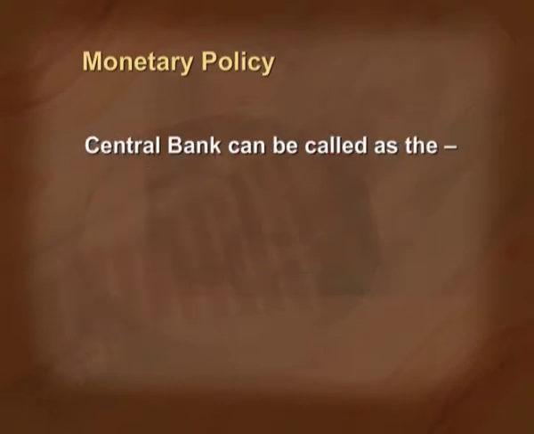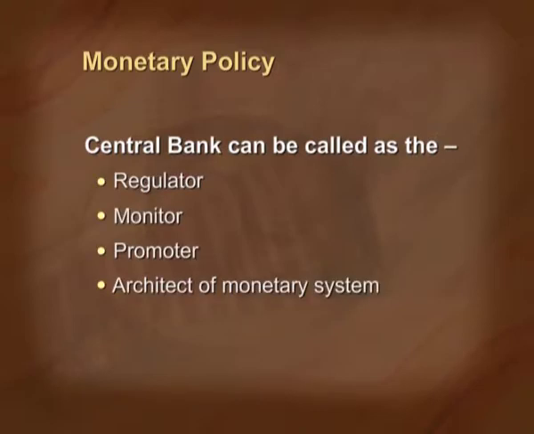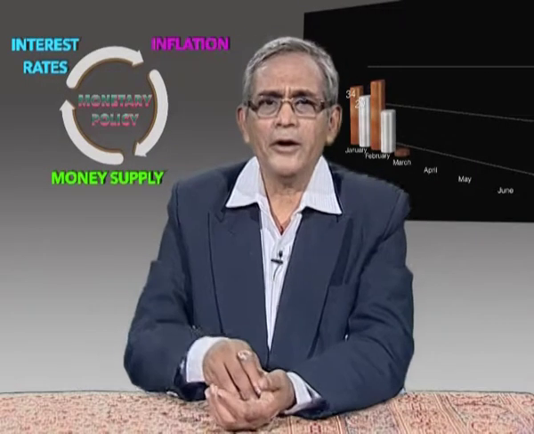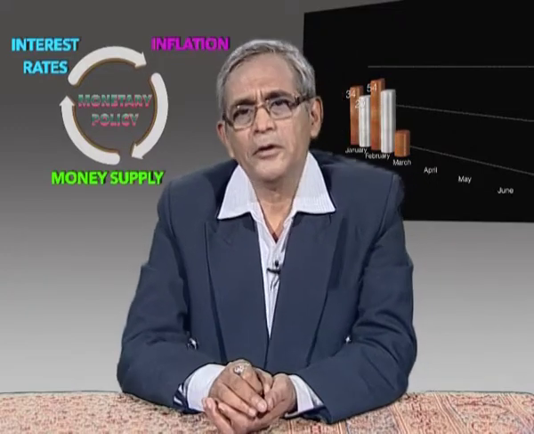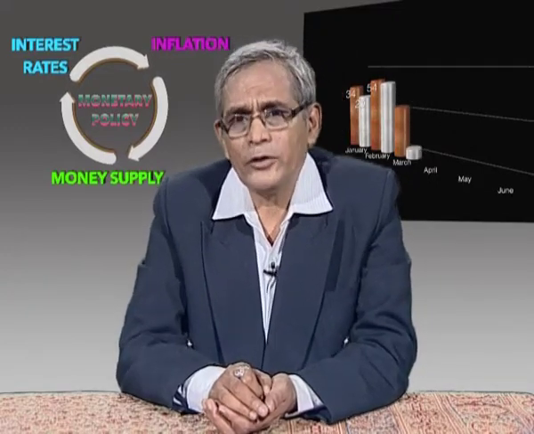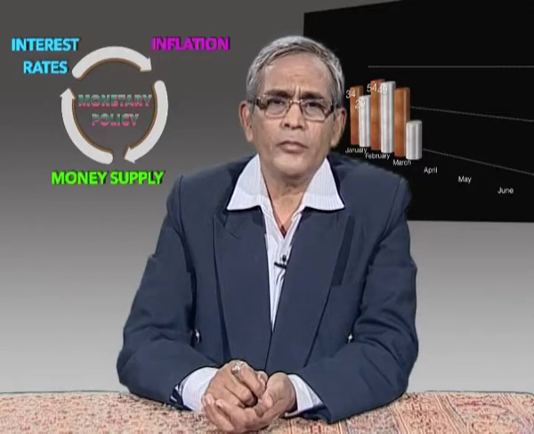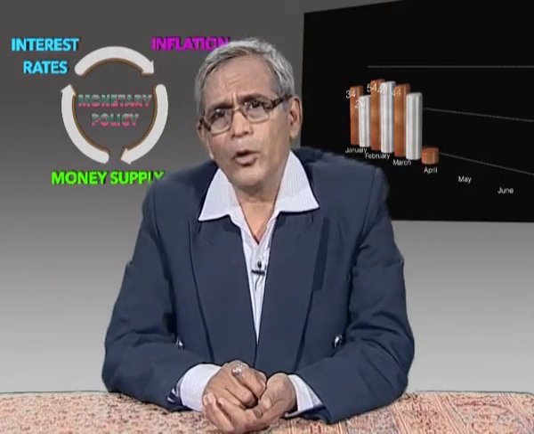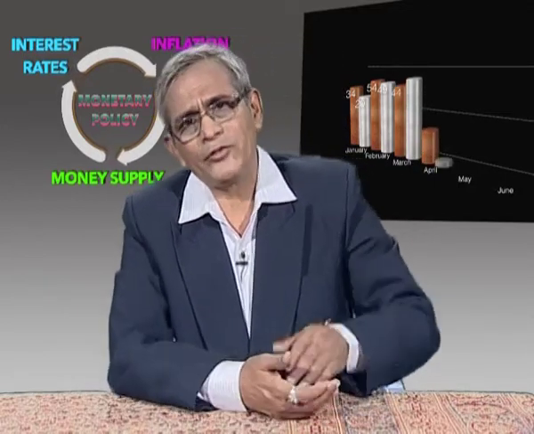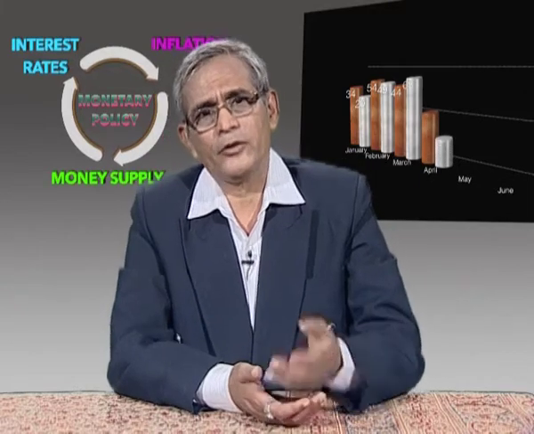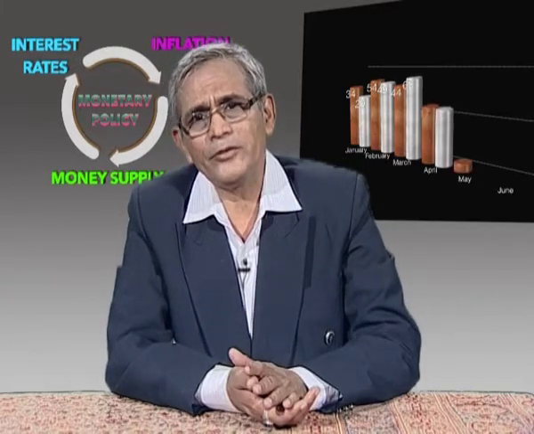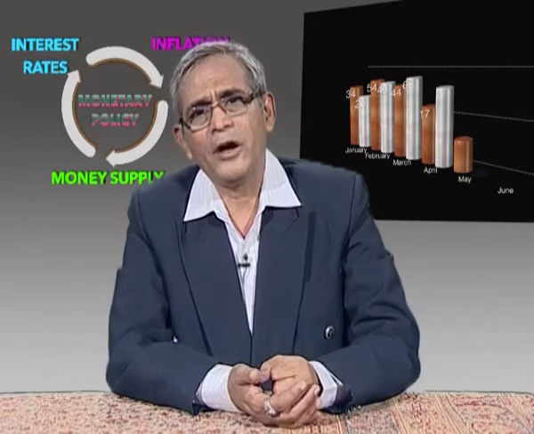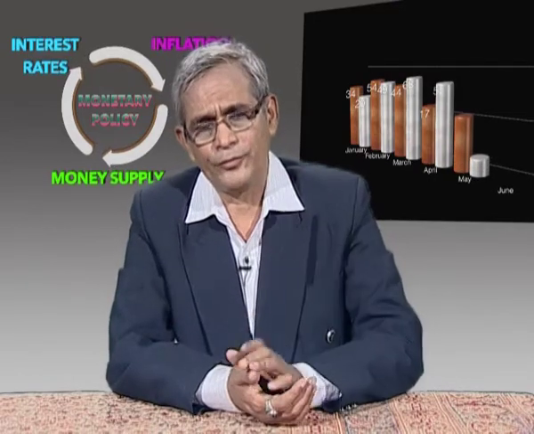The central bank therefore can be rightly called as the regulator, monitor, promoter and architect of the monetary system. In India, it is the Reserve Bank of India that works as the principal regulator of money market. Since 1930s, the role of central bank in economic management has changed significantly. It is now recognized as a basic banking regulator and custodian of the economy.